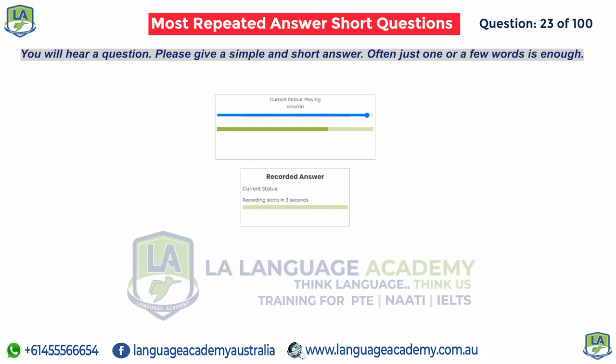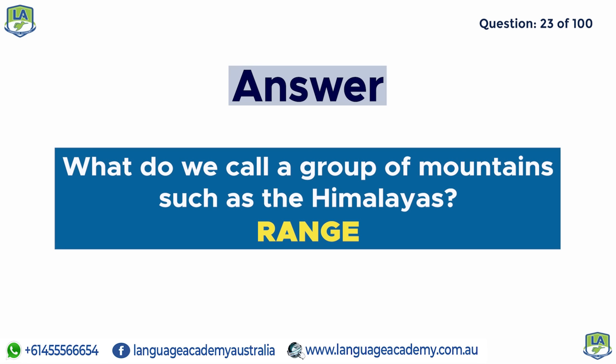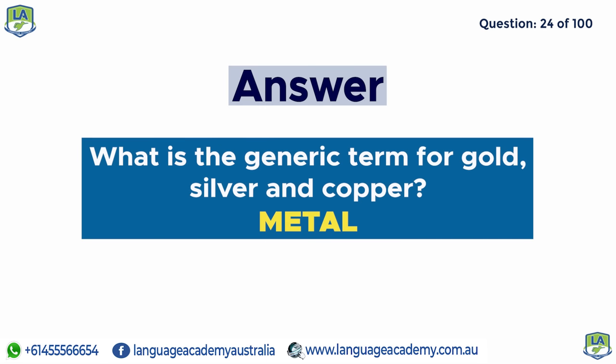What do we call a group of mountains such as the Himalayas? Range. What is the generic term for gold, silver, and copper? Metal.